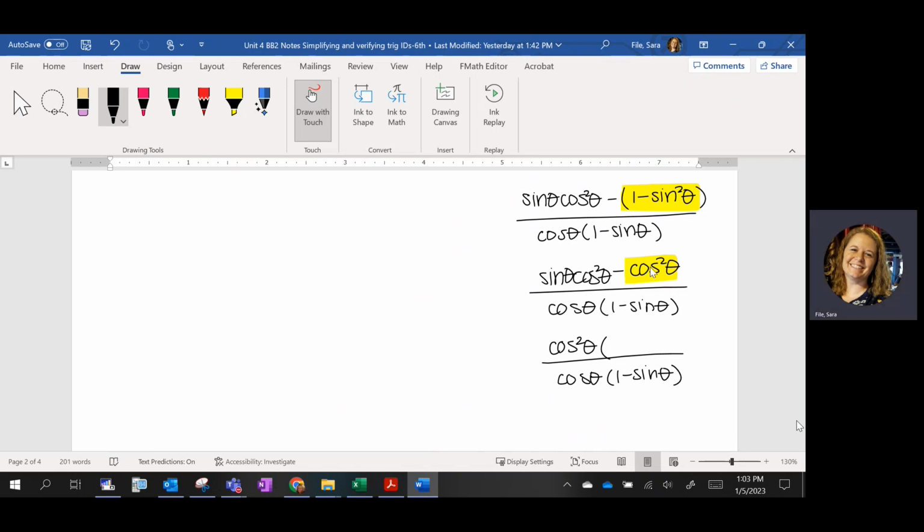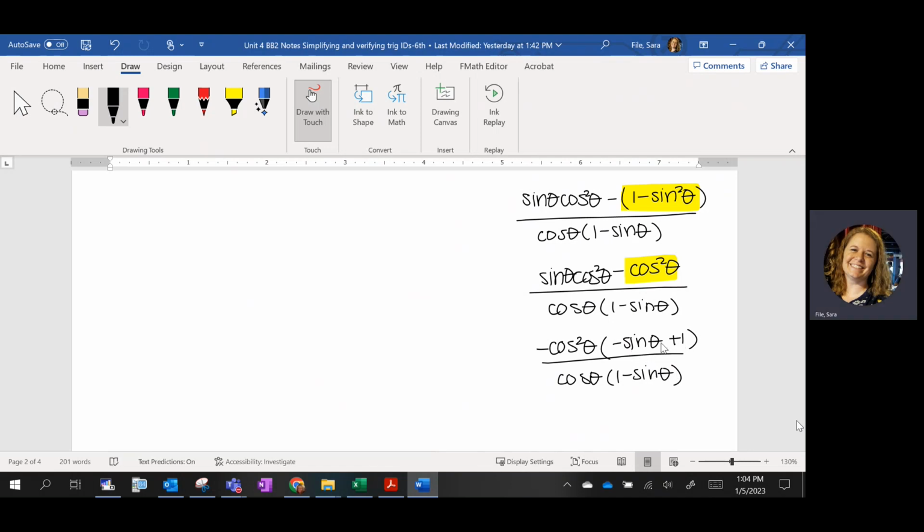So if I factor out just the cosine squared, that's going to leave me with a positive sine minus 1, right? That's really close to this binomial, isn't it? But it's not exactly the same. What's different? The positive or negative sign, right? So to fix that, what if I factored out a negative cosine squared? That would leave me with a negative sine, and then that would become plus 1.